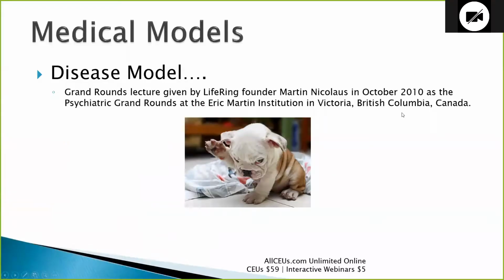Okay, so there are a couple more slides on the disease model before we leave it. It is such an impactful model, and it does draw such rapid response, both for and against, that it's important to be well versed in it.